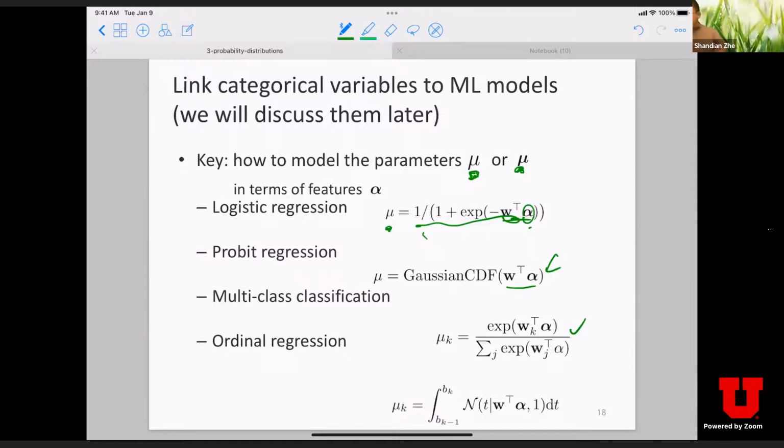Then once I parameterize those probability vectors, or just the probability for a binary variable, I just fit data. I estimate those parameters like W or the W_k's to best fit the data. That's the key idea. And we'll get into that in more detail when we talk about specific models. But any questions so far?